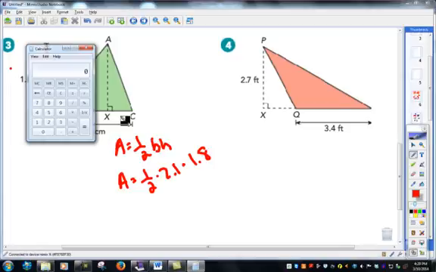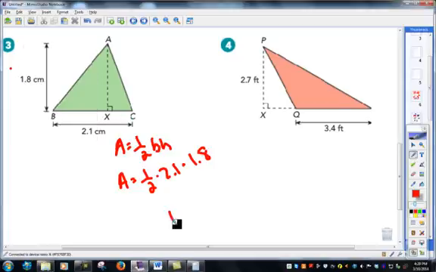Okay, and I'm going to use 0.5 for 1/2. 2.1 times 1.8, and you're going to get 1.89. It's centimeters squared. Very important.